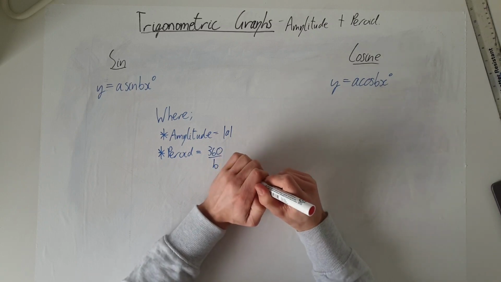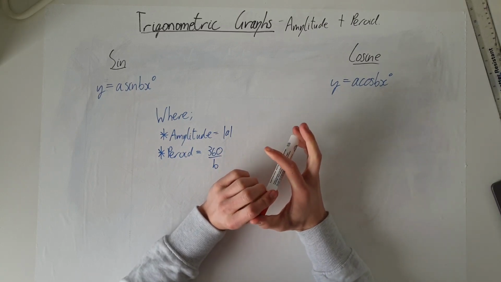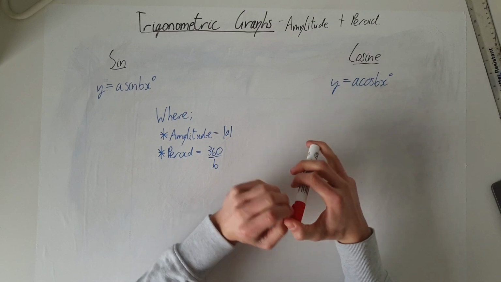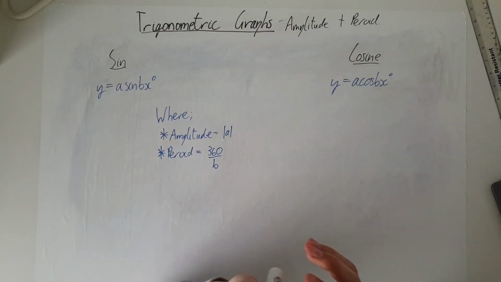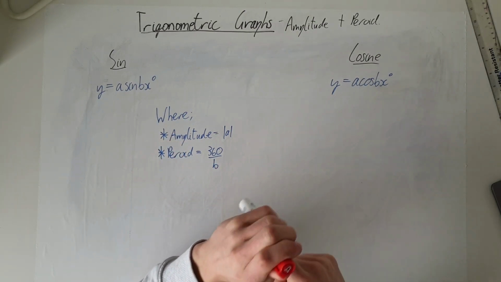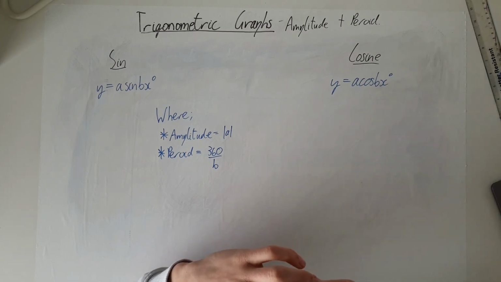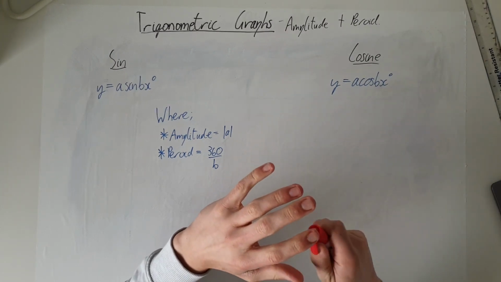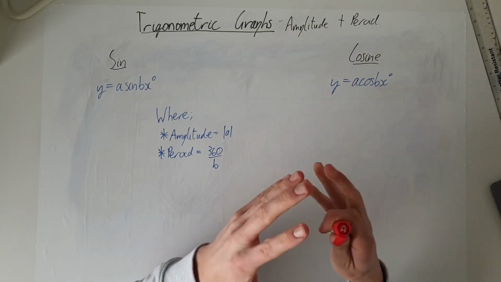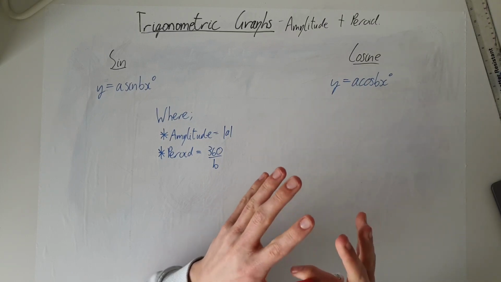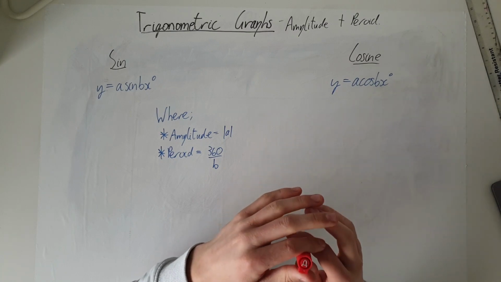Hi guys, welcome back. So in the last two lessons we've looked at changing the amplitude of the graph and changing the period of the graph, and we've been making really good progress with that. So what we're going to do now is put those into harder questions and questions that are more likely to come up in tests and exams, and we're going to put both those together and focus on doing both of those things in one question.